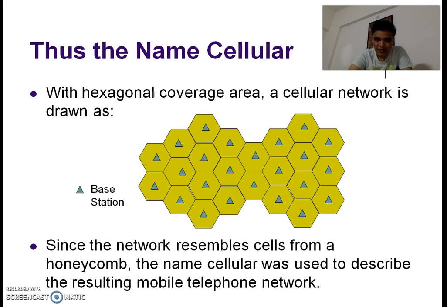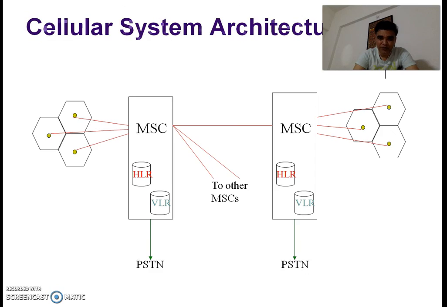The hexagon is nothing but a cell. The triangle inside the hexagon is a base station. Most of the time we use the word tower, but that is nothing but the base station. An engineer should call it a base station, and the coverage area provided by that particular base station is shown as a hexagon. Since the network resembles cells from a honeycomb, the name cellular was used to describe the resulting mobile telephone network. Whatever mobile stations are inside that particular cell, we call a cell phone.